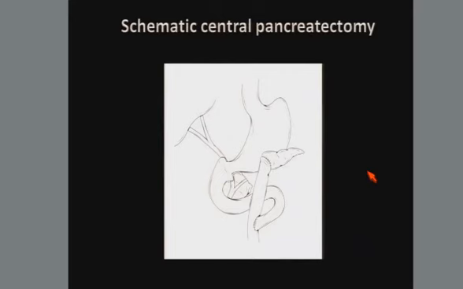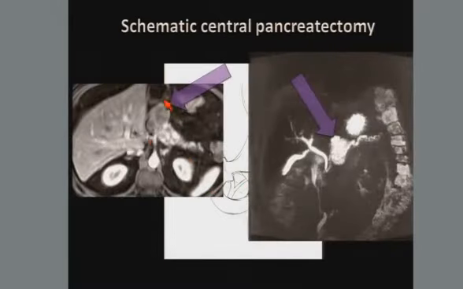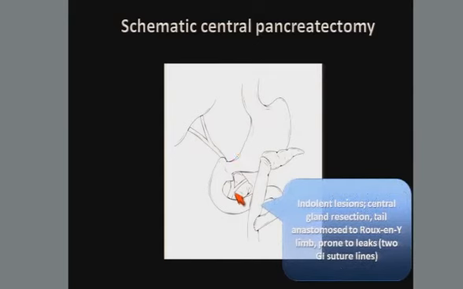Another pancreatic procedure, which is done less frequently in our institution, is a central pancreatectomy. Here, the central aspect of the gland is resected. It's generally reserved for tumors that are a little more indolent than ductal adenocarcinomas, such as neuroendocrine tumors or cystic neoplasms of the pancreas. A predicate of this procedure is to have enough pancreatic tail left behind to justify leaving it behind. And here's an example of a mucinous cystic neoplasm that underwent a central pancreatectomy.